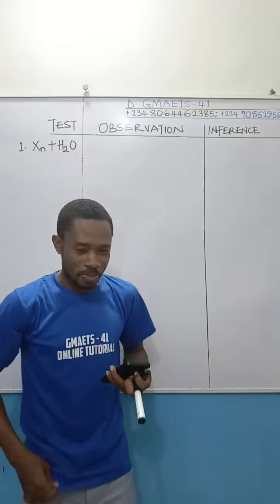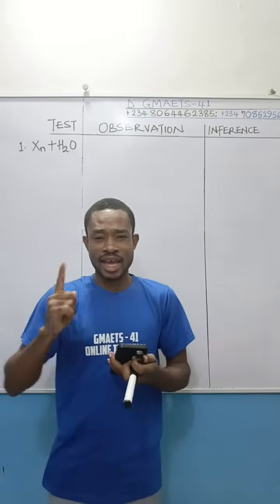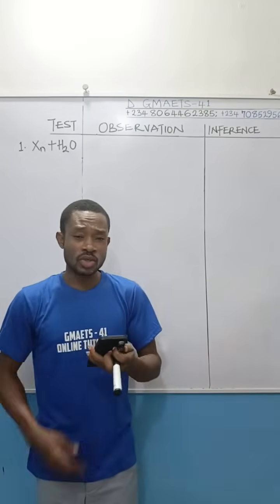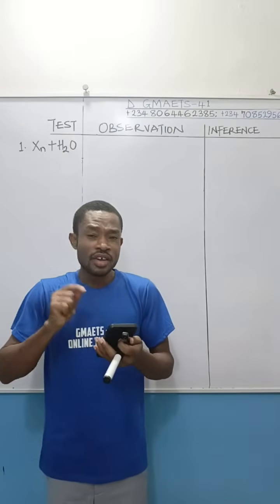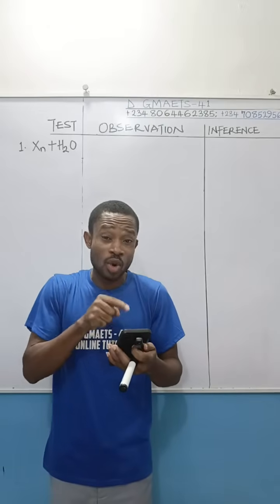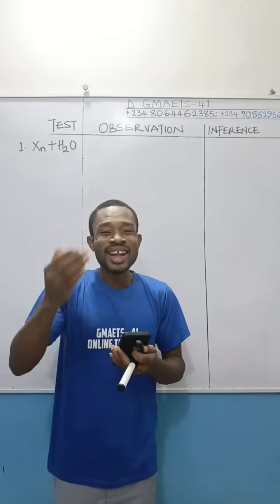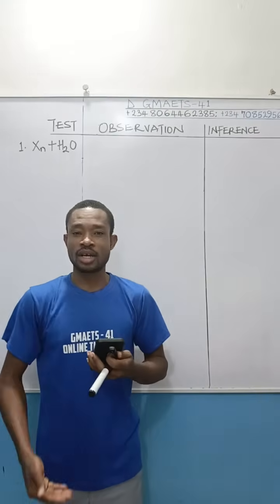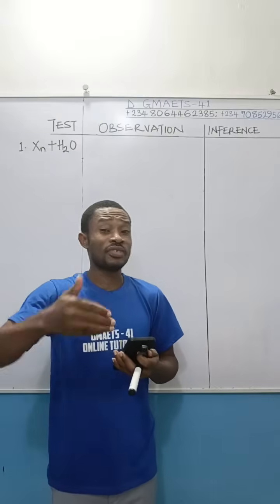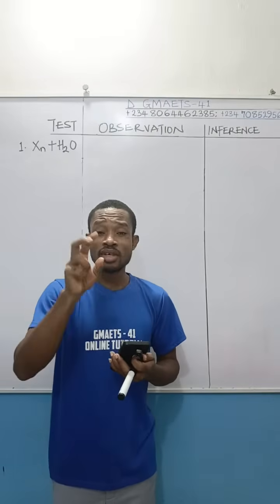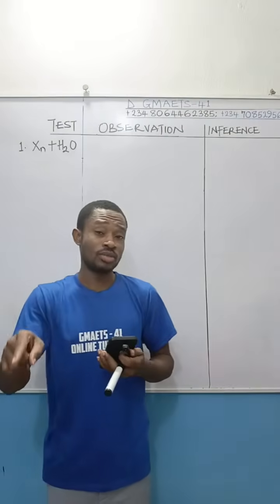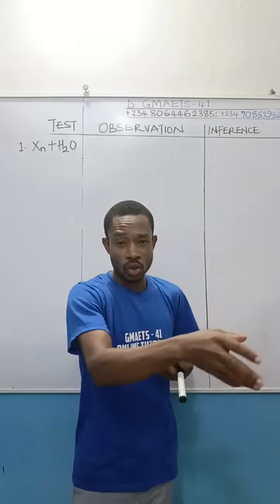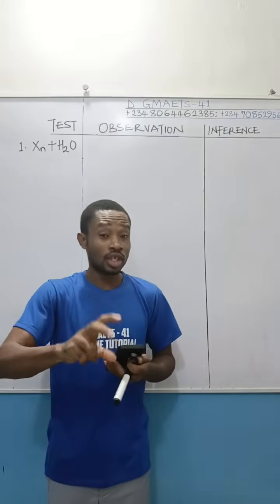Now I expect that this salt XN will be soluble in water. This is the reason. If it is not soluble, in that question, the examiner would likely tell you to filter, maybe dissolve and filter. Once you hear dissolve the salt and filter, it means that that salt is a mixture of soluble salt and insoluble salt. So we can now write in the observation, salt is partially soluble in water.